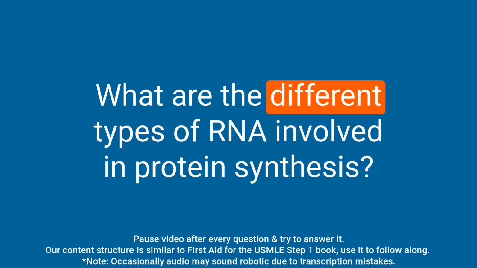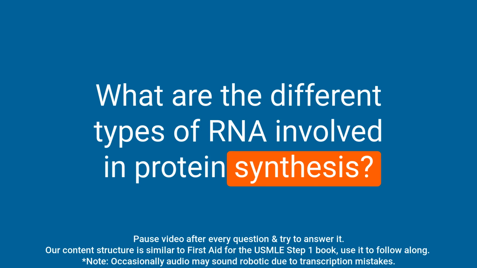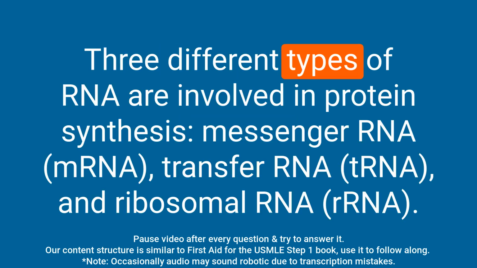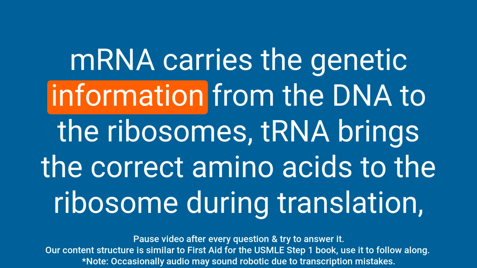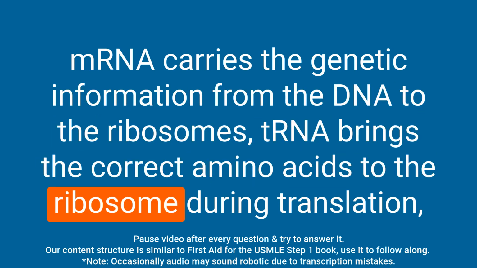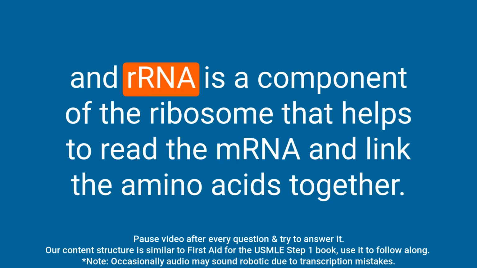Question: what are the different types of RNA involved in protein synthesis? Answer: three different types of RNA are involved in protein synthesis: messenger RNA, transfer RNA, and ribosomal RNA. mRNA carries the genetic information from the DNA to the ribosomes. tRNA brings the correct amino acids to the ribosome during translation, and rRNA is a component of the ribosome that helps to read the mRNA and link the amino acids together.